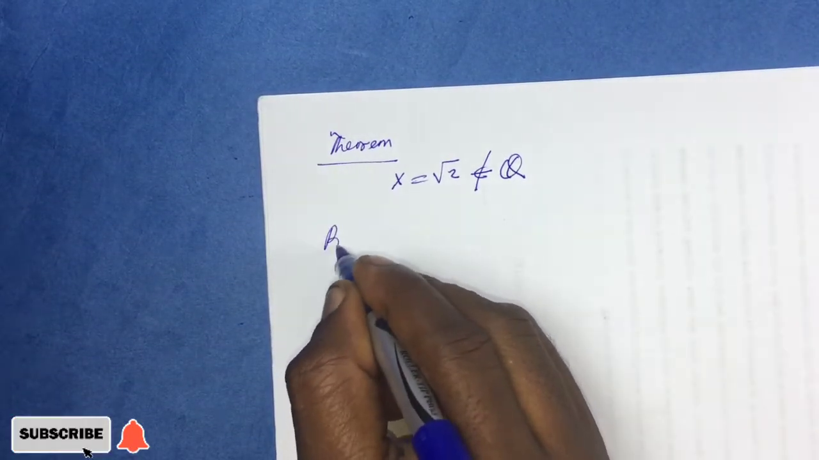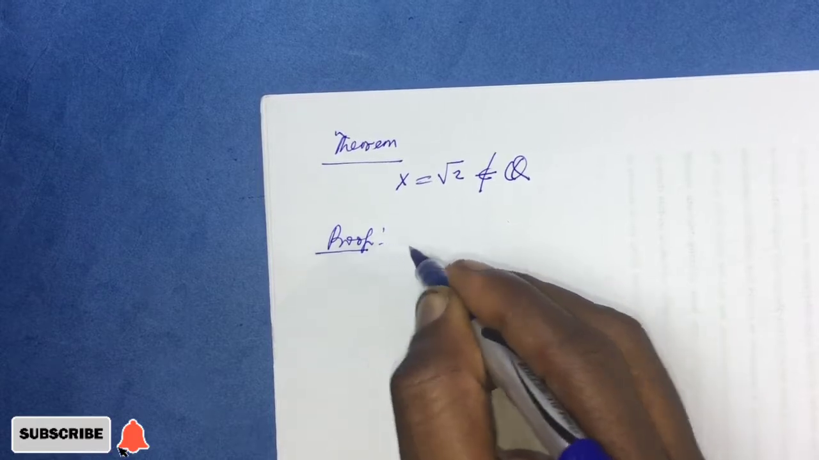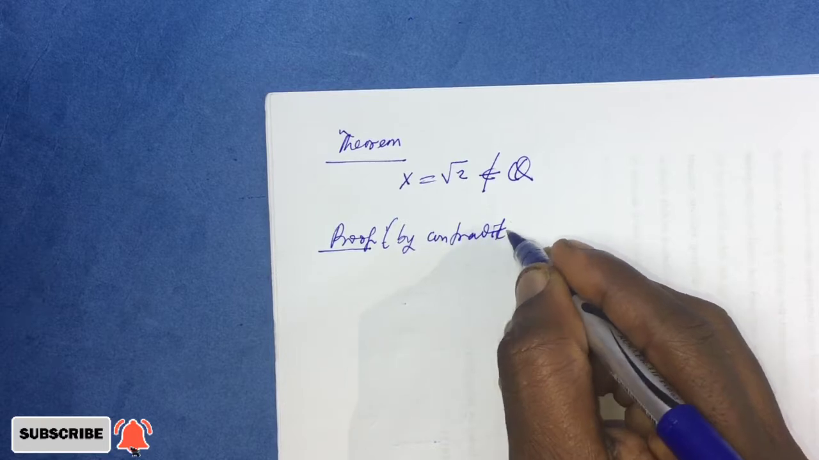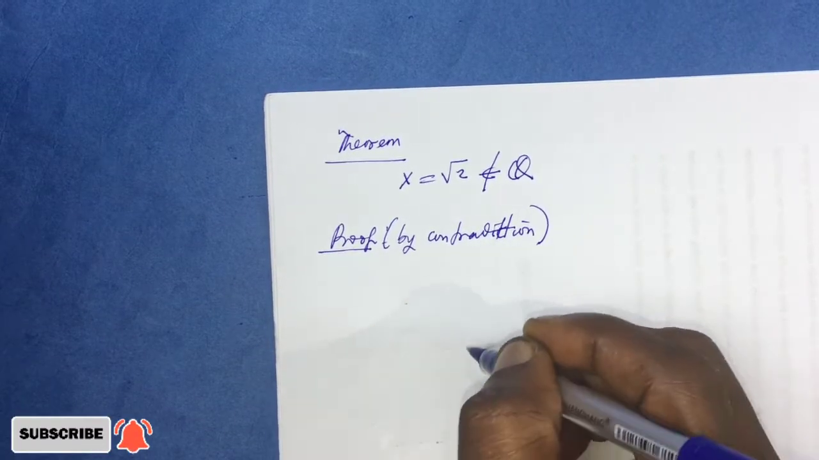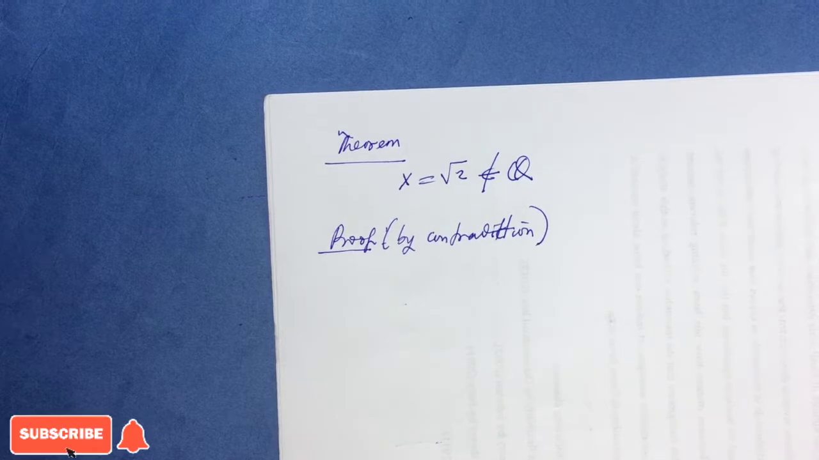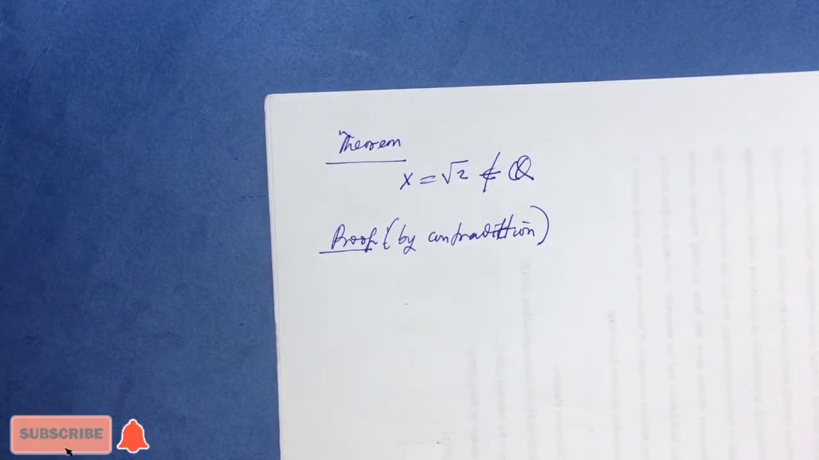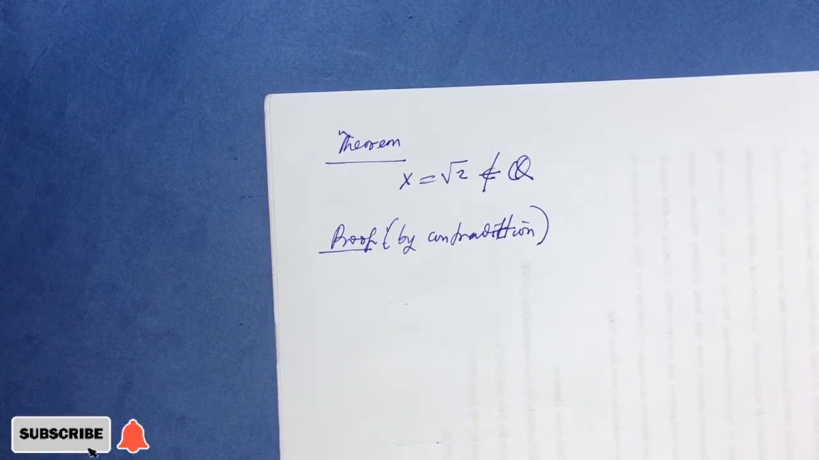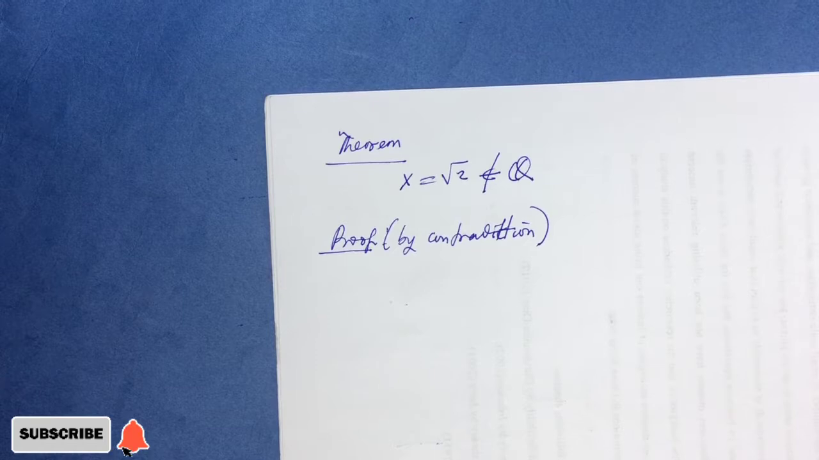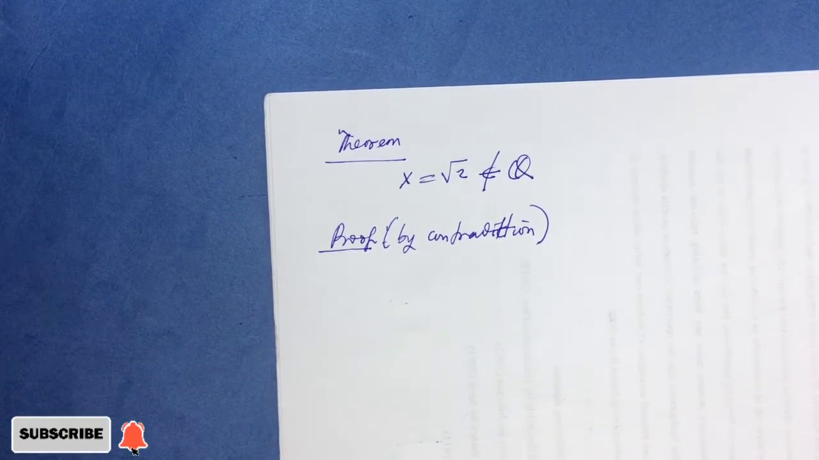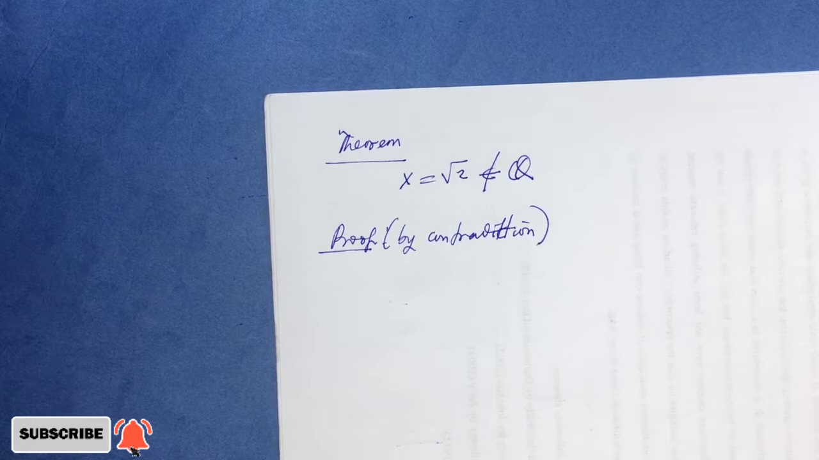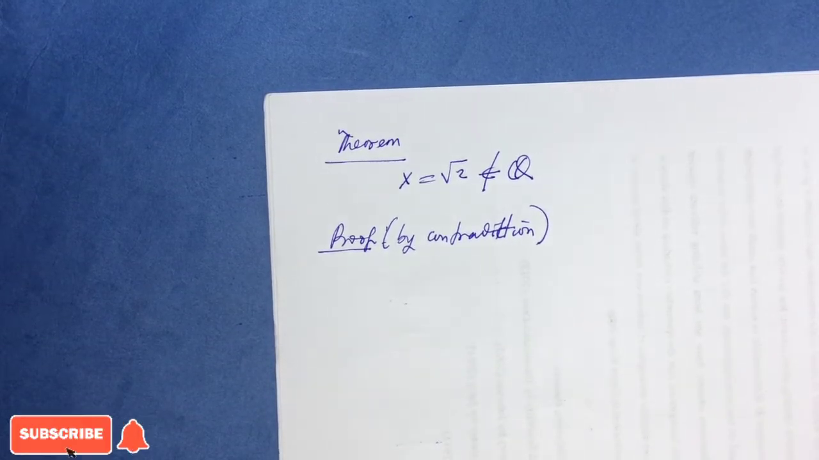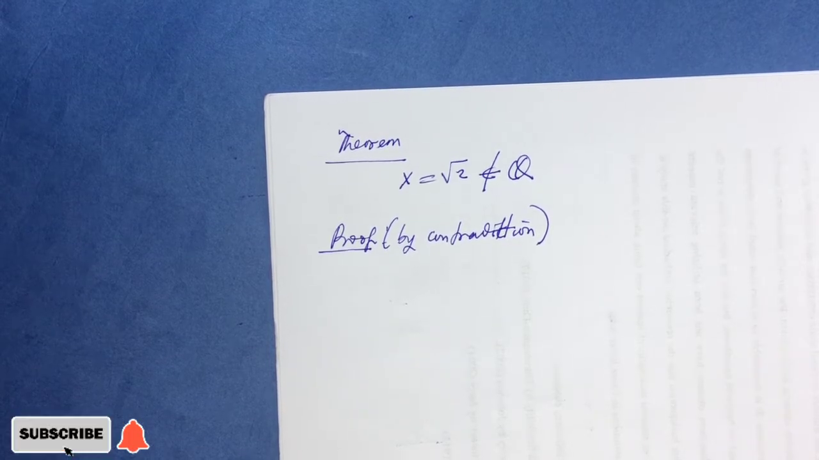Now, take note, the proof of this theorem is by contradiction. The method of proving this theorem is called proof by contradiction. So what do we do in proof by contradiction? If you want to prove that A equals B by contradiction, then you have to start by making the assumption that A is not equal to B. When you attempt to prove that A equals B by assuming that it is not equal to B, then you are going about it as a proof by contradiction.